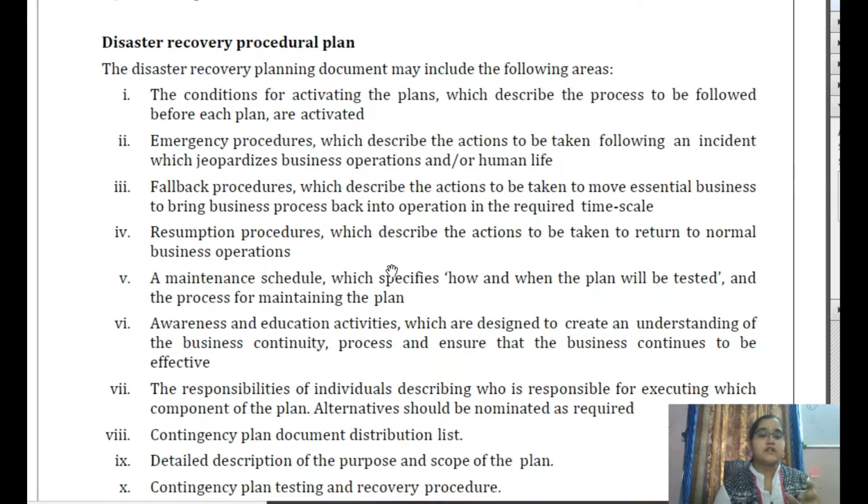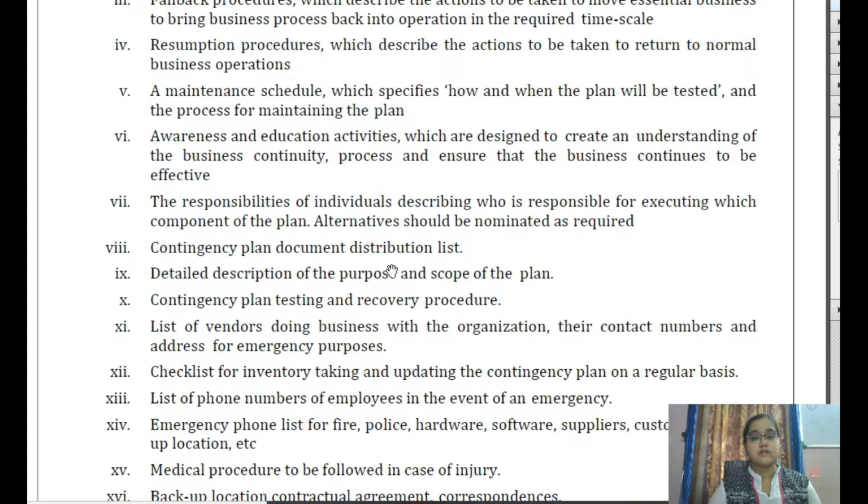Then awareness and education activities, which are designed to create understanding of the business continuity plan among the employees and people in the organization. Then a maintenance schedule, which specifies how and when the plan will be tested and the process for maintaining the plan. Then who is the individual responsible for development and implementation of this plan, and what alternatives are taken into consideration. Then the contingency plan document distribution list, and also the contingency plan for testing and recovery procedure.